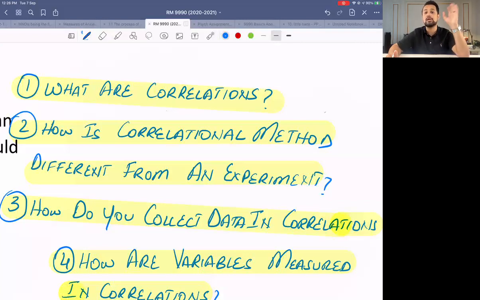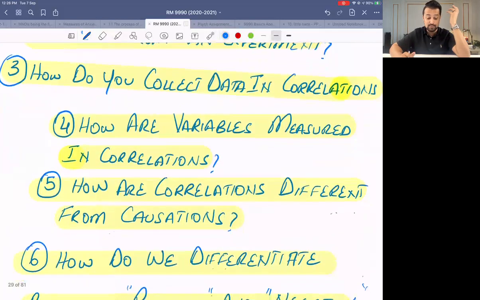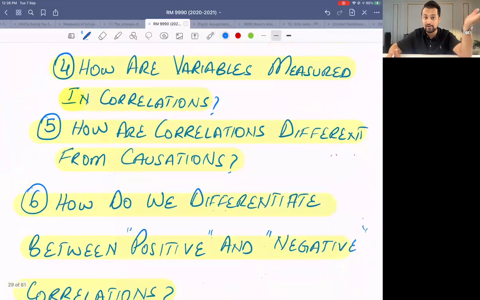Instead, what you do is you try measuring them. Now the fourth question, how are variables measured in a correlation method? By using quantitative data. How do you measure something? By numbers, right? Statistical representation, right?